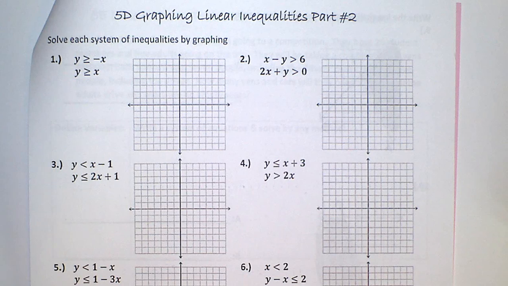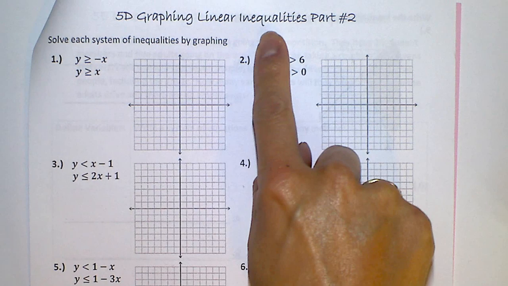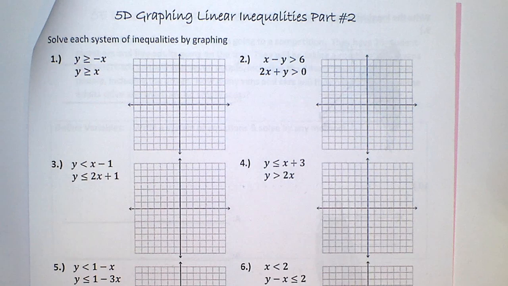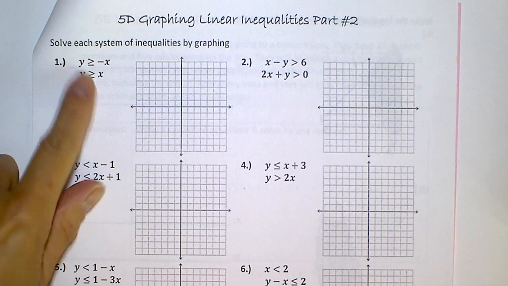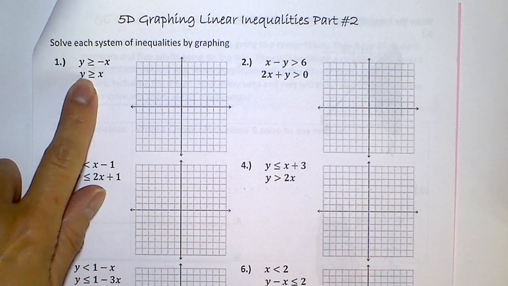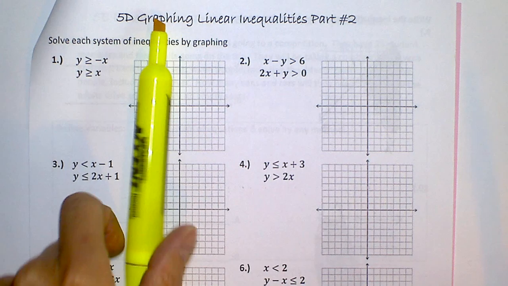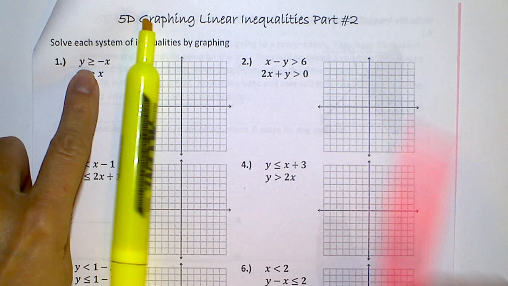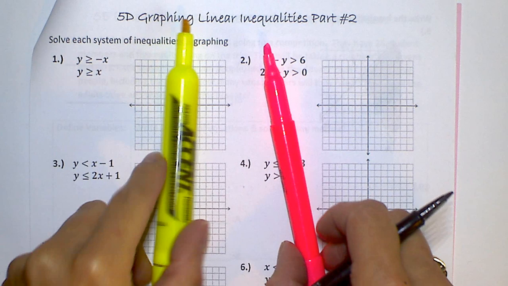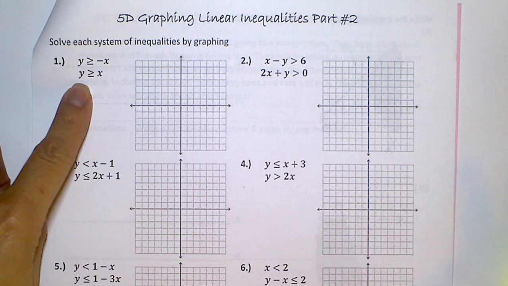So today we're going to be doing lesson 5D, Graphing Linear Inequalities, Part 2. So now, rather than graphing just one line, we're going to be graphing two inequalities. And what that's going to make is we're going to graph both of these, and I'm going to use one color to shade for the first equation and one color to shade for the second equation. So we're going to have two different colors on our graphs because we have two linear inequalities.